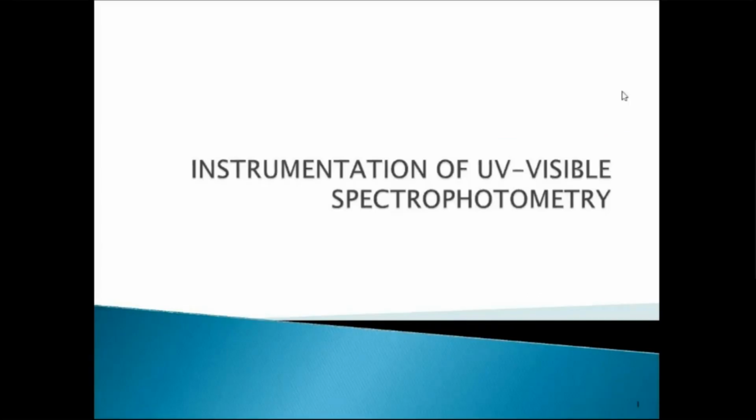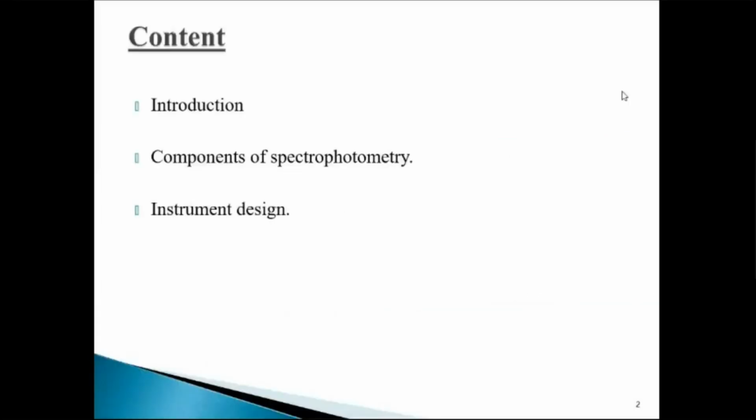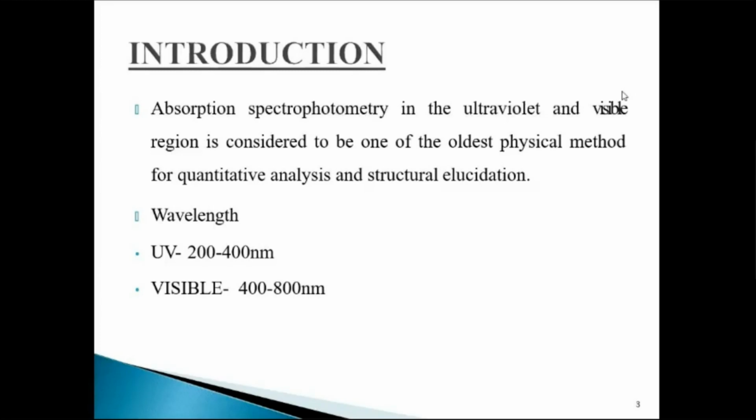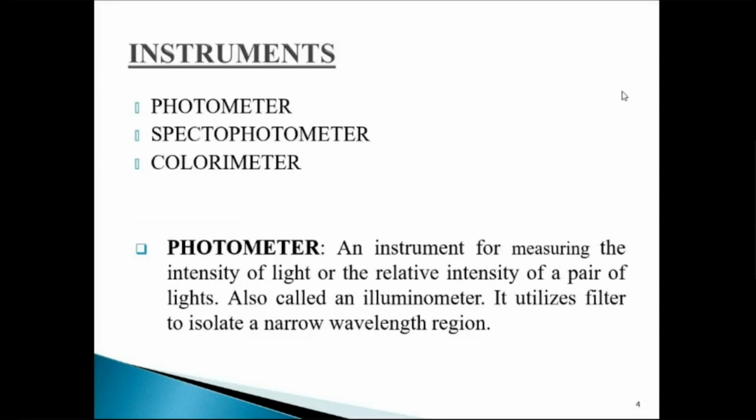Let us see what things are there in the instrumentation. Absorption spectroscopy in UV and visible region is considered to be one of the oldest physical methods for quantitative analysis and structural elucidation. The UV range is approximately from 200 nanometers to 400 nanometers, and visible from 400 to 800 nanometers.